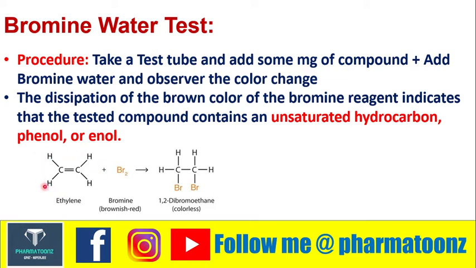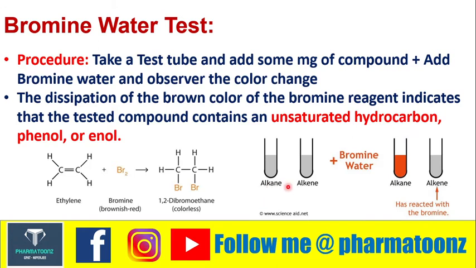For example, if you are taking ethylene, where a double bond is present, it reacts with bromine, which is generally brownish red in color, and gives 1,2-dibromoethane, which is colorless. That means the brown color of the bromine disappears and is converted into a colorless solution. So the bromine test is positive for these kinds of compounds.